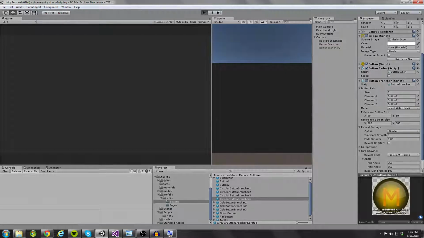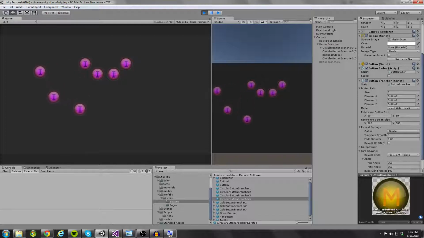Hello coders, today we're going to be learning how we can do another button animation. Actually, we're going to cover two animations in this video, and they're going to be the sliding out and the fading animations. Only these are going to be a little bit different from our linear spawners.